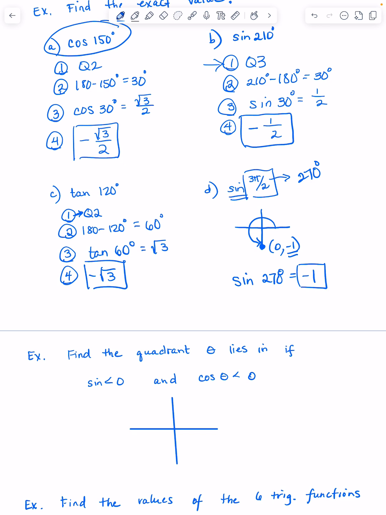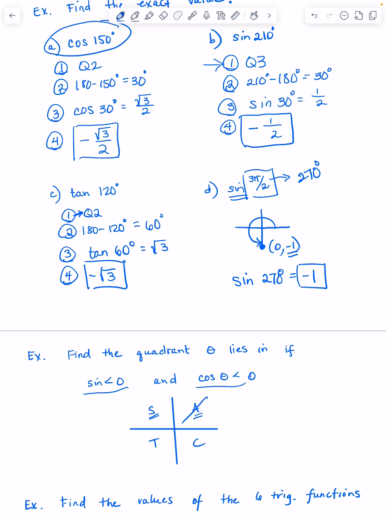So remember, all seniors take calculus. All sine and cosecant are positive in quadrant 2, tangent and cotangent are positive in quadrant 3, cosine and secant are positive in quadrant 4. All right, my conditions for this one are sine is negative.